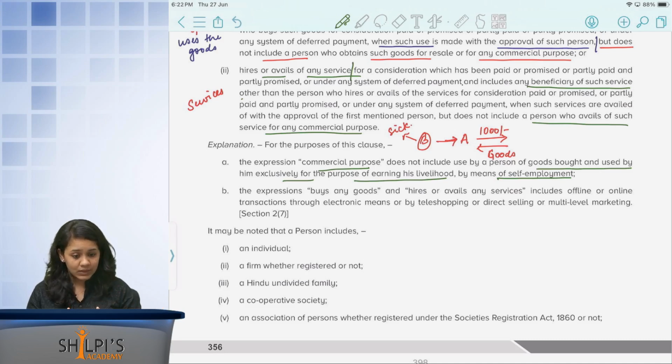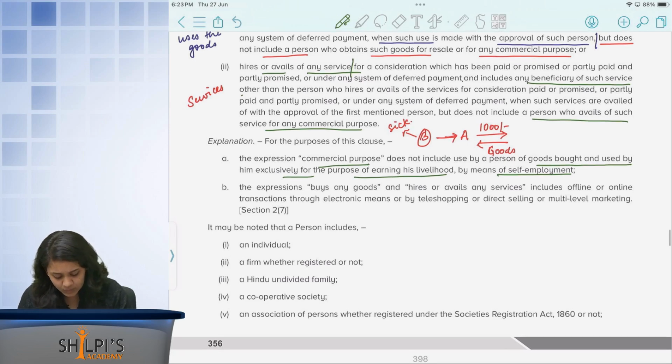Now, technically, the definition does not include any person who's using it for a commercial purpose. So does it mean that if I buy these goods and it's defective, that I will not get any remedy under the Consumer Protection Act? It doesn't make sense. And so therefore, they said that, okay, commercial purpose will exclude the concept where a person has bought an item, he's using it for his own livelihood, his own self-employment, and he's using it for a commercial purpose. We will exclude it from this definition, and he is also a consumer for this purpose.